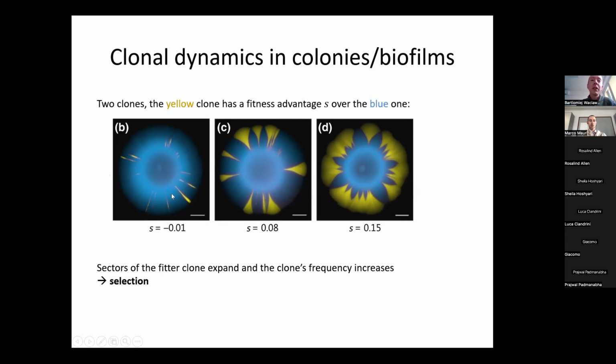So for a small selective disadvantage, the yellow clone forms very tiny and very few sectors. But if you increase its selective advantage, meaning that it begins to grow faster and faster, then these sectors become larger and more of them appear, and eventually you can get to the point when they completely surround the less fit genotype. And this is just the demonstration of natural selection in the biofilm.